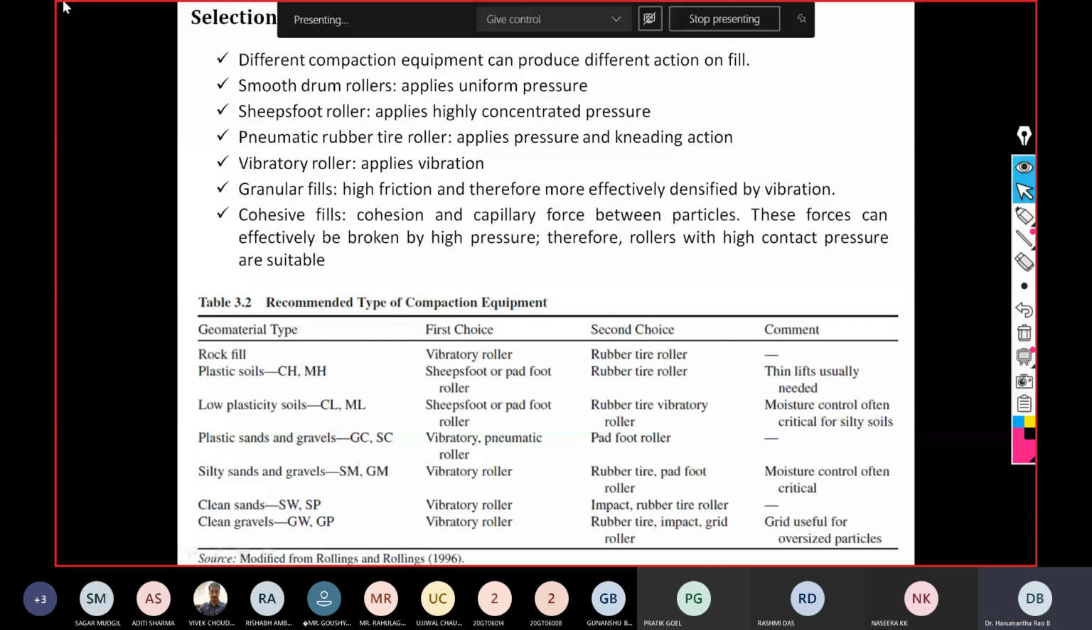Silty sands and gravel: vibratory roller, rubber tire, pad foot roller. Clean sands: all vibration, and as a second choice, you can prefer impact or rubber tire roller. Clean gravels: vibratory roller is most preferential, or as a second choice, you can go for rubber tire, impact, grid roller. In fact, grid and impact kind of rollers can also be suitable for rock fills.